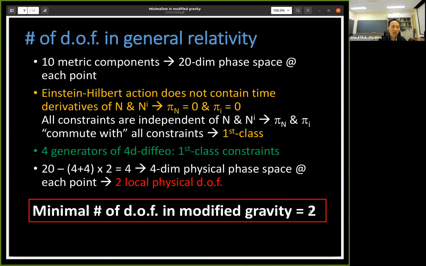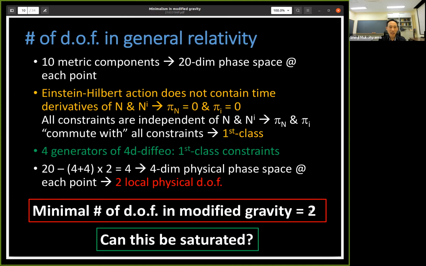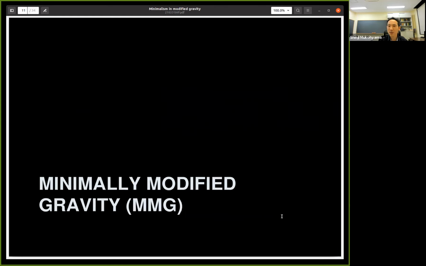Okay, so the question now is this one. Can this minimal number be saturated? This is the question that I would like to ask in this talk. And the theories that saturate this number are called minimally modified gravity. So this is the subject of the next section.